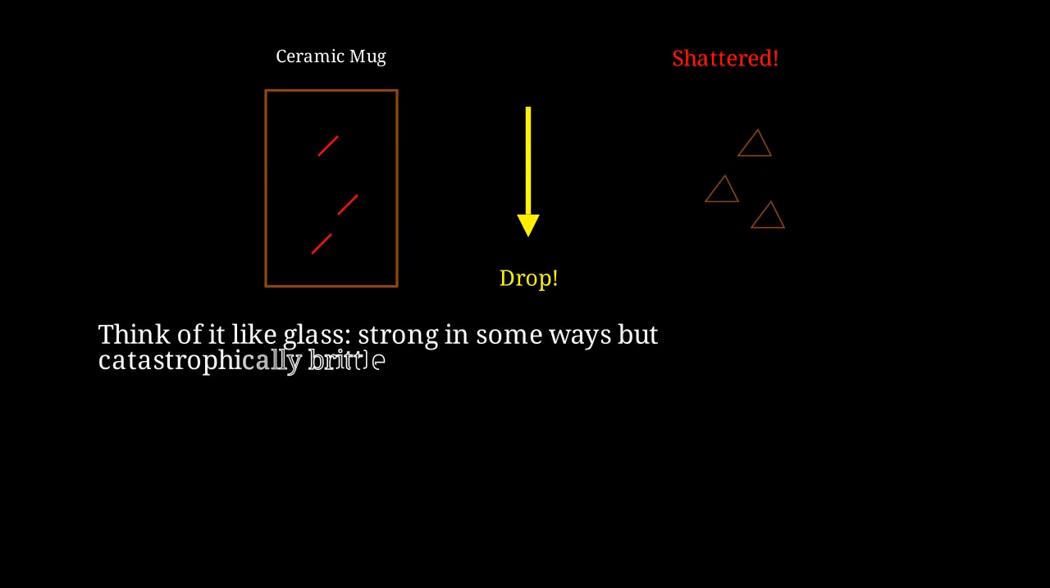Think of ceramics like glass. They can be very strong and hard, resisting scratching and wear. But they have essentially zero ductility. One crack starts and boom, total failure. But why are ceramics so brittle in the first place? The answer lies in their atomic bonding and their inevitable defects.